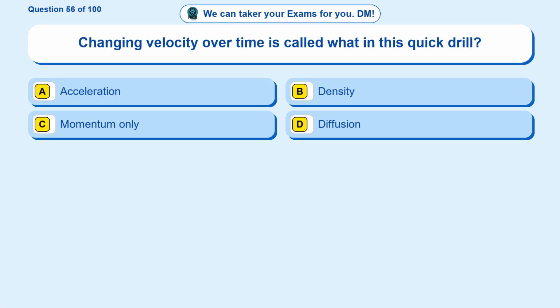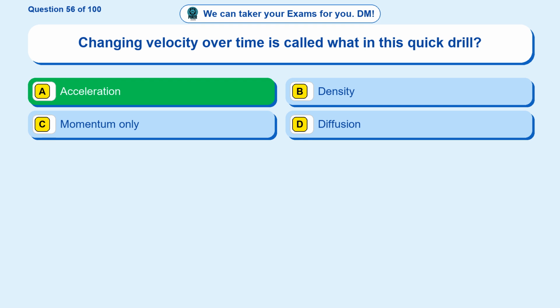Question 56. Changing velocity over time is called what in this quick drill? Option A, acceleration. Option B, density. Option C, momentum only. Option D, diffusion.